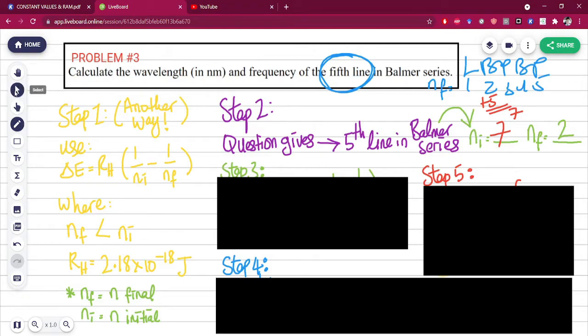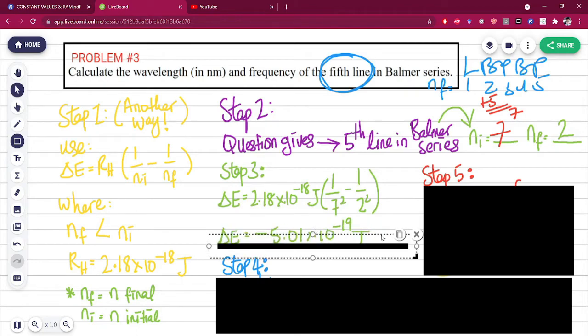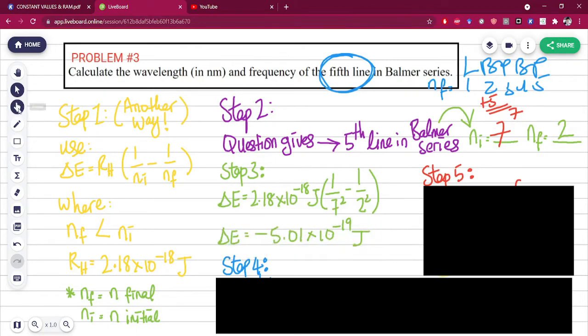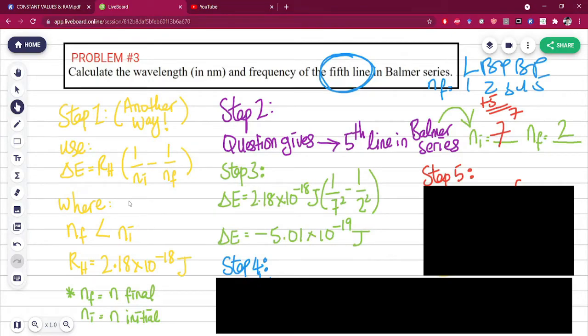And then in step 3, you're just going to plug in all the values inside in the delta E. Don't mix up with 1 over lambda, okay? So this is similar, but the type of Rydberg constant you're going to put is going to be different. And the position for n final and initial is different, so don't mix it up. So you have to decide which one you want to use.